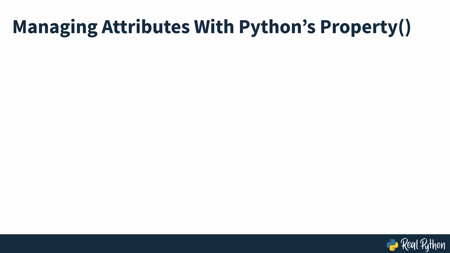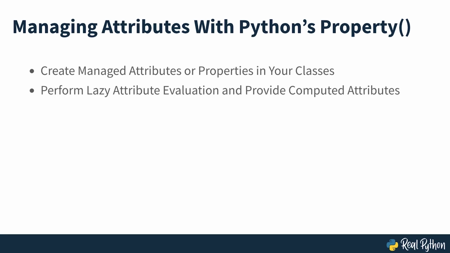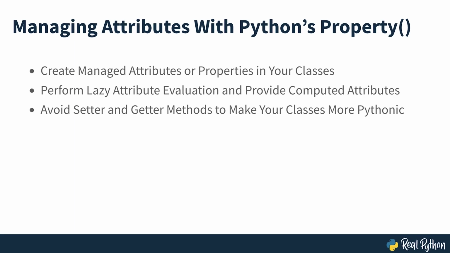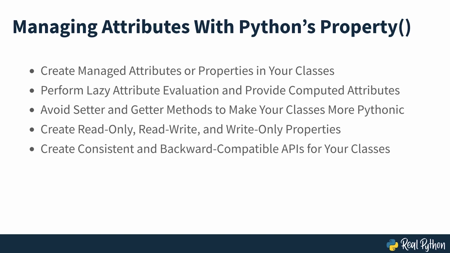In this course, you'll learn how to create managed attributes or properties in your classes, perform lazy attribute evaluation and provide computed attributes, avoid setter and getter methods to make your classes more Pythonic, create read-only, read-write and write-only properties, and create consistent and backward-compatible APIs for your classes.